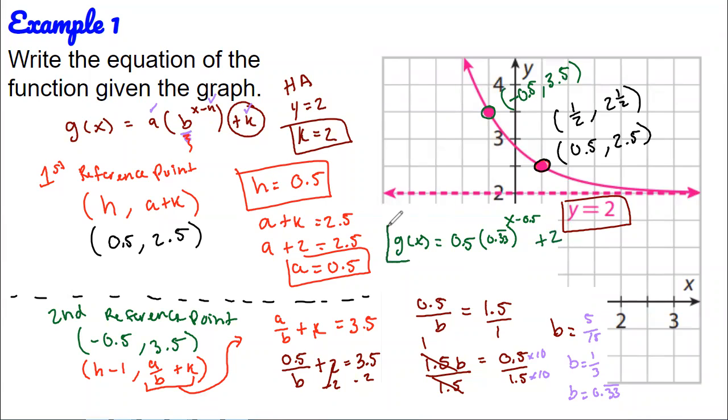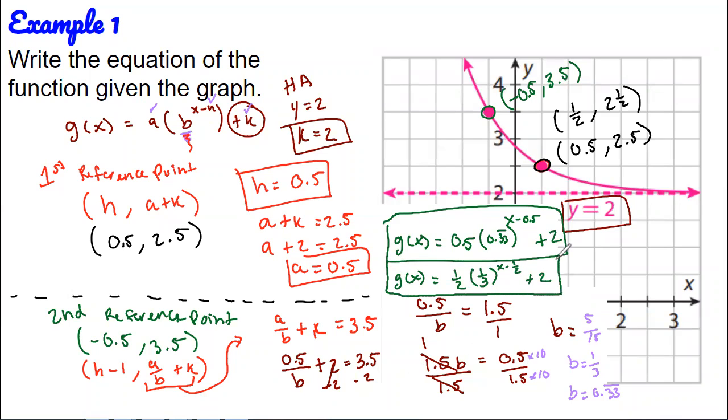2. So I left it all in decimal values. Since we have all decimal values, we can make it in fractions if you want to as well. G of x equals 0.5, which is the same thing as 1/2, 1/3 x minus 1/2 plus 2. Either way, it would be correct. You can leave it as a fraction value or a decimal value. Not too bad, huh? No, Miss Hesketh.